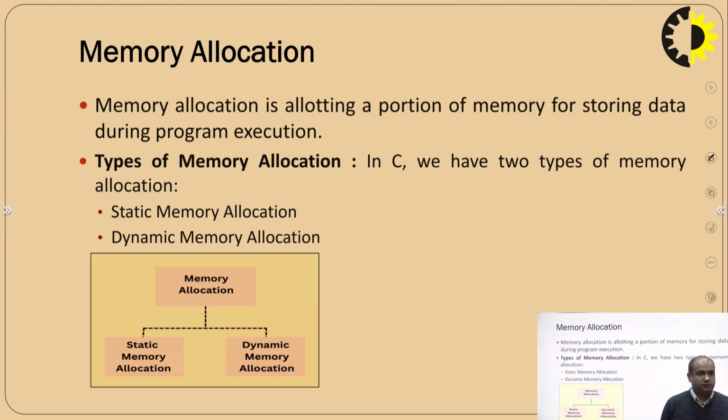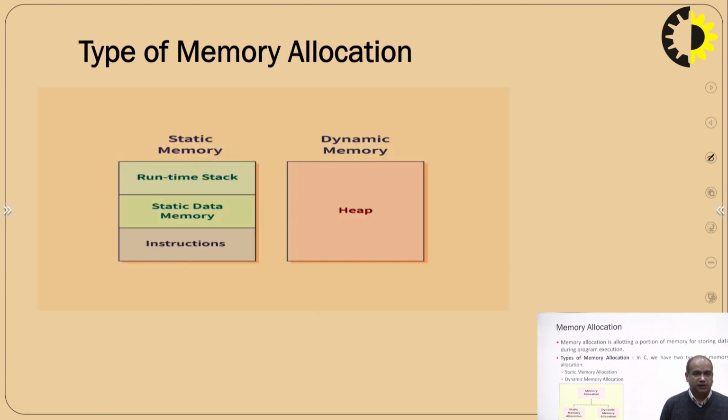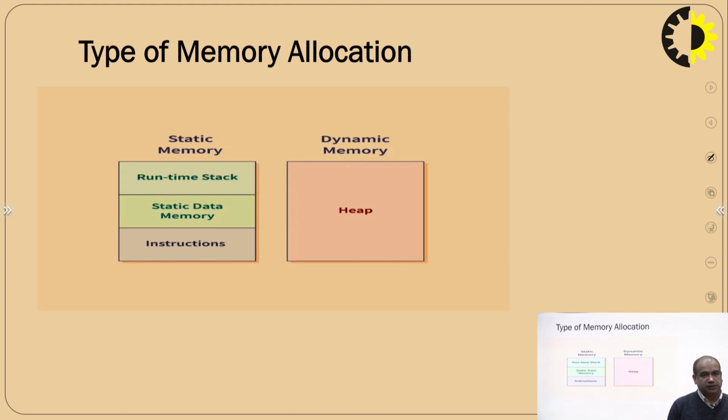As we are storing our data or program for execution, the memory is stored in the stack. In that stack we deal with the static type of memory, meaning the size is going to be defined at compile time, and at run time we are not going to change it. And if I talk about dynamic memory allocation, that is stored in the heap.